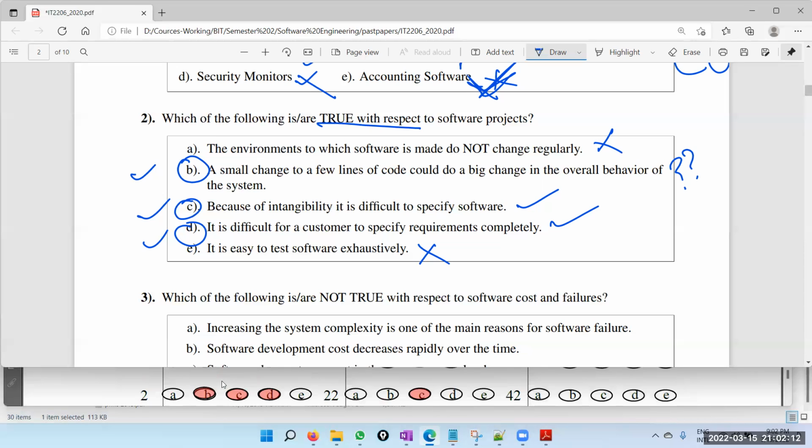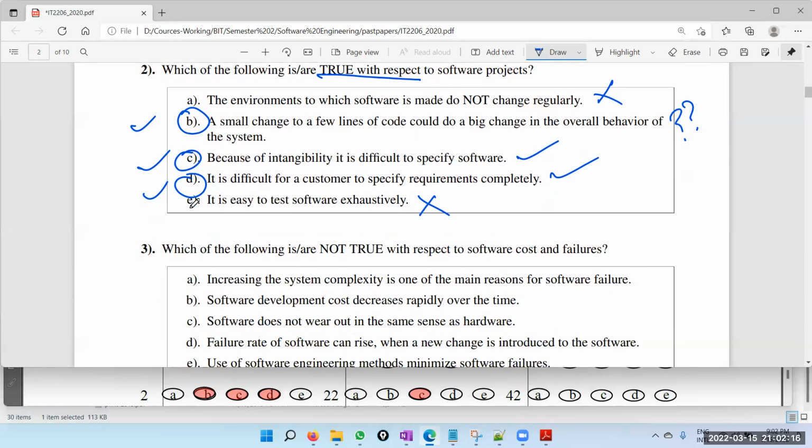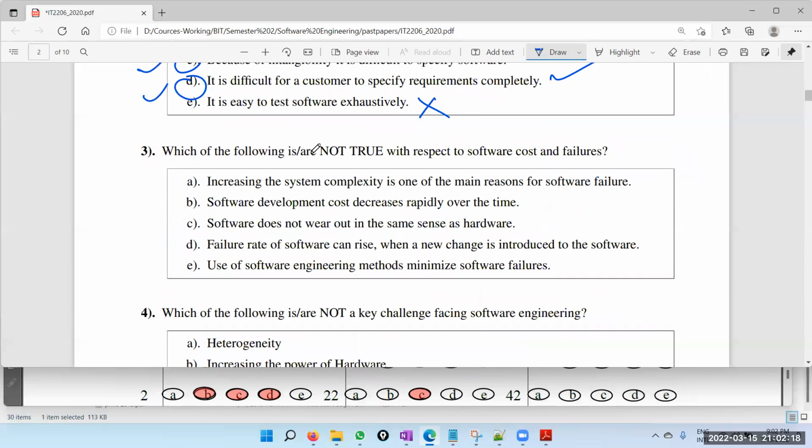Right. So the examiner has taken B, C, D. Yeah, B around BCD. Third one. Which of the following is/are not true with respect to software cost and failures? Right. Software cost and failures.